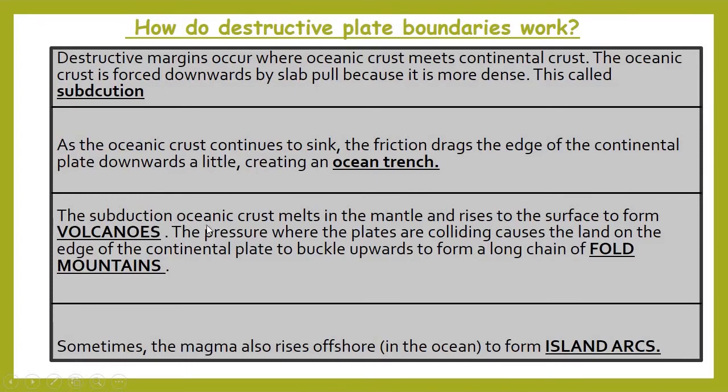And the subducting oceanic crust melts in the mantle and rises to the surface to form volcanoes. And the pressure of the plates colliding causes the land on the edge of the continental plate to buckle upwards to form fold mountains. So the main features at a destructive boundary are an ocean trench, volcanoes, fold mountains, and lastly, volcanic island arcs. These are a bit more complicated and we'll look at them later on.